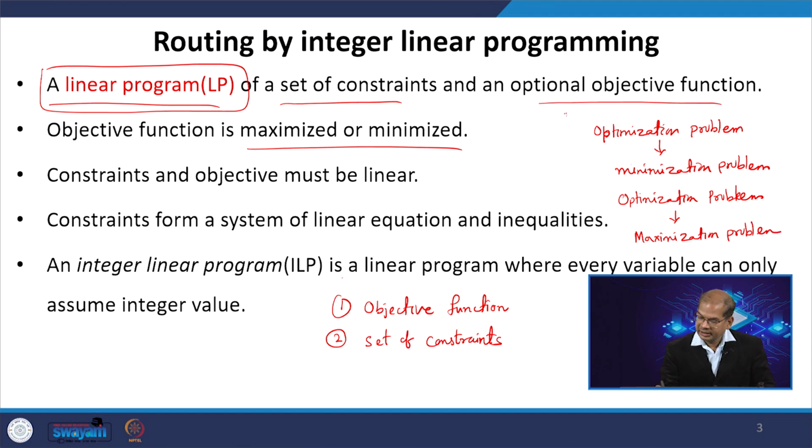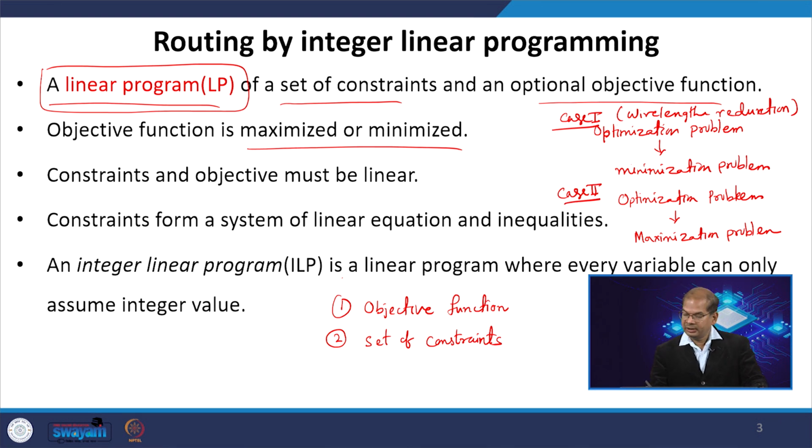So, this is case 1, where we are considering wire length reduction, so that is a minimization problem. Case 2 is where I am improving the speed of a design. So, that is a maximization problem.